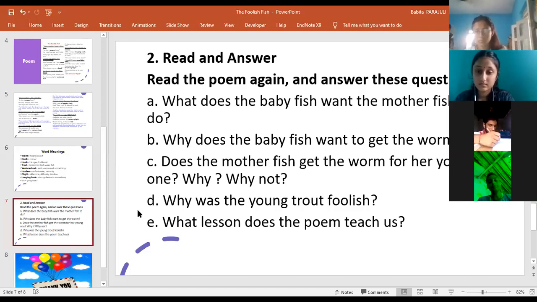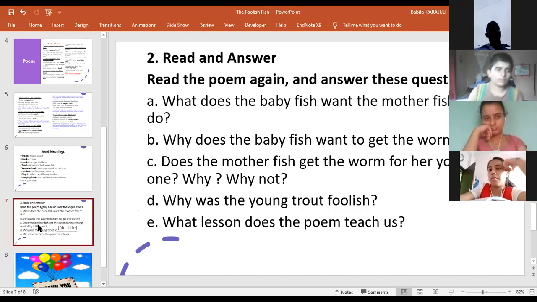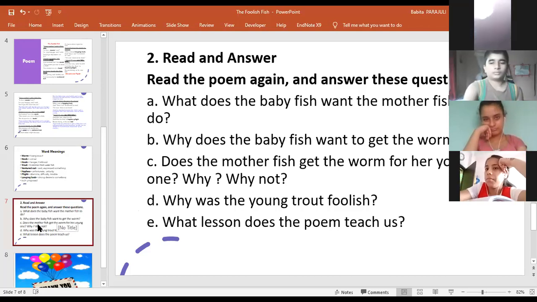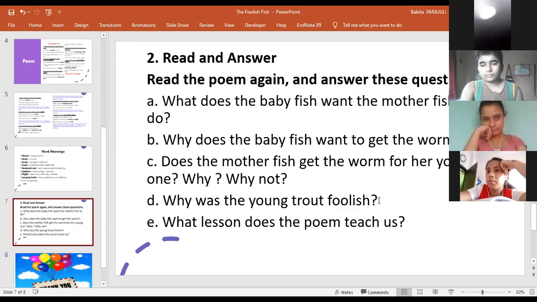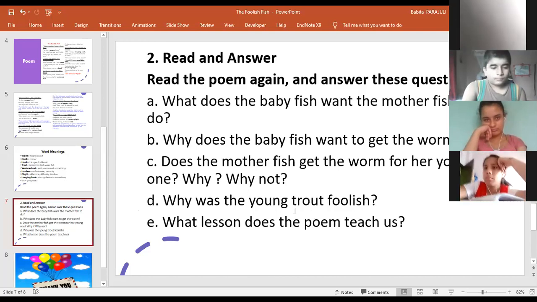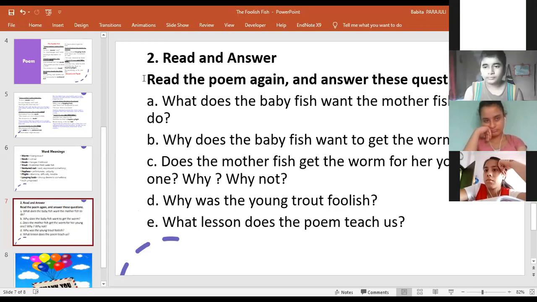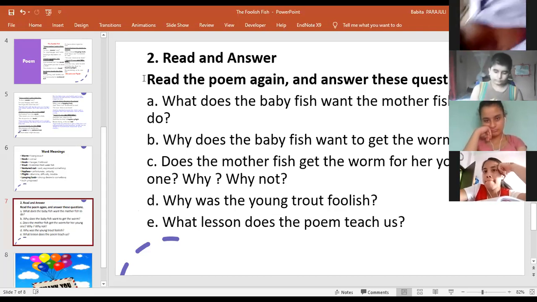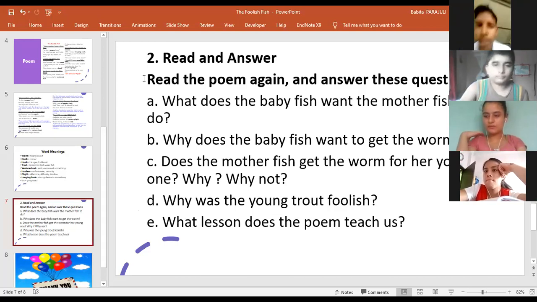There are many reasons, not only one. And then he did not listen to anybody and he just took the bite. That's why he was foolish. And what lesson does the poem teach us? What message do you get from this poem?